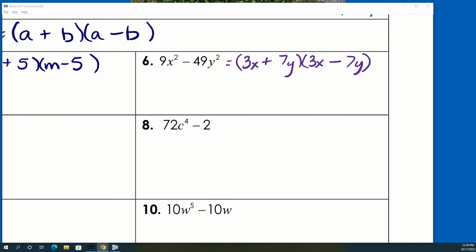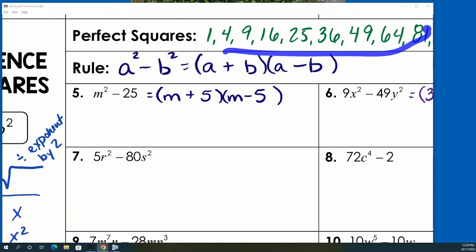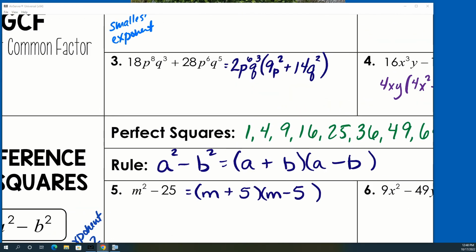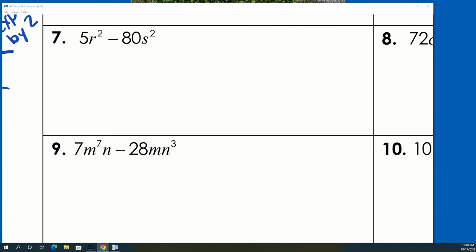All right. Now, number 7, if you look, 5 and 80 are not in my list of perfect squares. So what do you think we need to do first? We're going to factor out a GCF. So probably today and tomorrow, if it won't follow a rule, there's a GCF, and so we can just factor that out. So what divides evenly into 5 and 80?